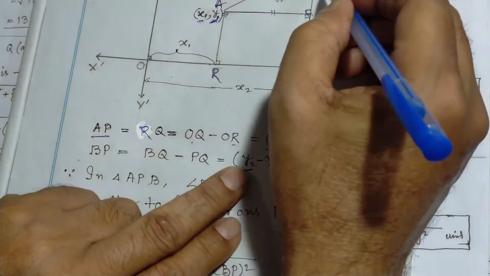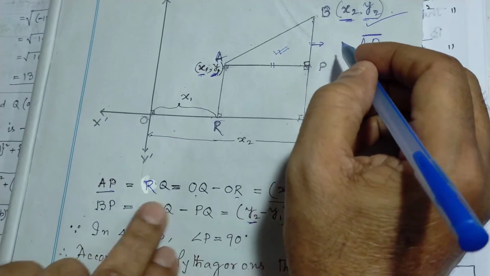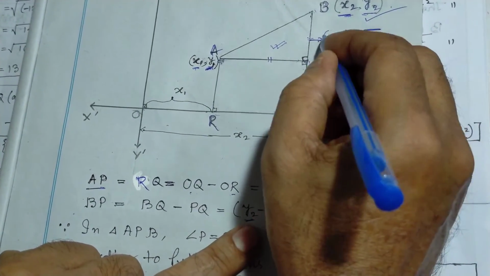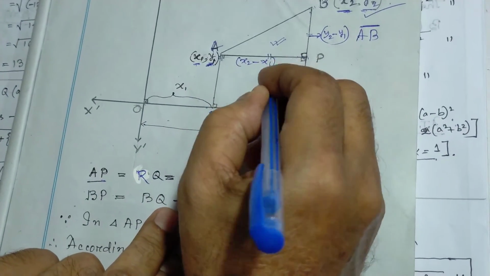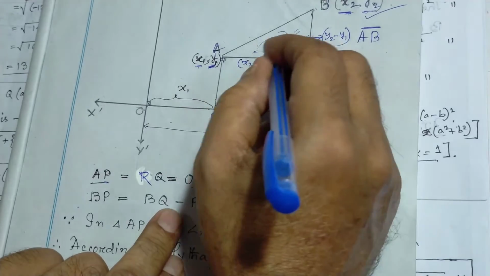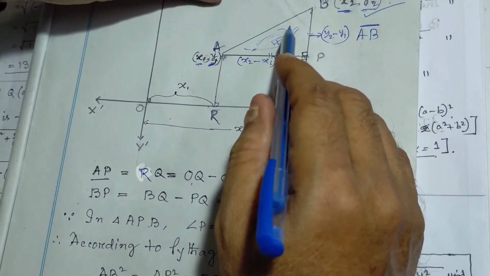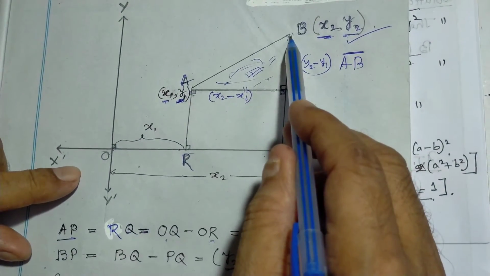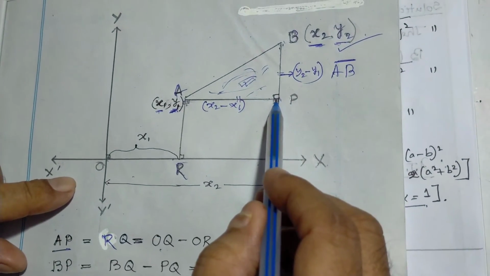Now I have got this length BP as y2 minus y1, and this one as x2 minus x1. Now come to this triangle. Don't look at the lower portion. Come to this triangle. In this triangle, AB is the hypotenuse, BP is the perpendicular, and AP is the base.